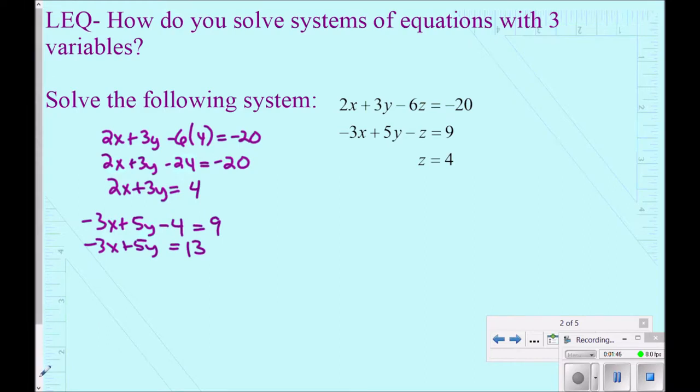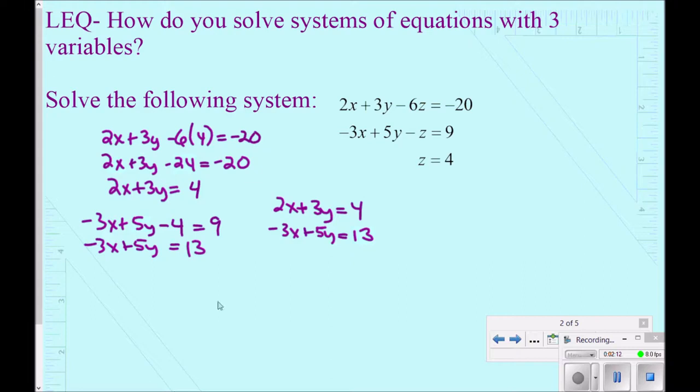So now I have my system of equations, 2x plus 3y equals 4, and negative 3x plus 5y equals 13, which is just 2 equations and 2 variables, which is what you're used to doing. You're used to solving those, and we know that we can either use substitution or elimination. So why don't we just eliminate the x's here?